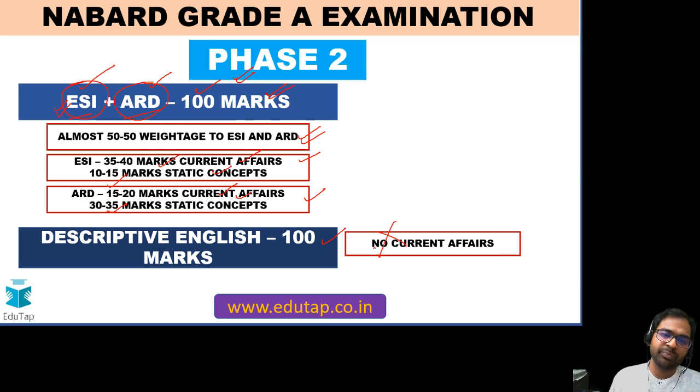So no current affairs based questions are asked because it is a descriptive paper. You have to write an essay, précis, RC, letter or report. So current affairs based questions are not there. This is about NABARD grade A phase 2.